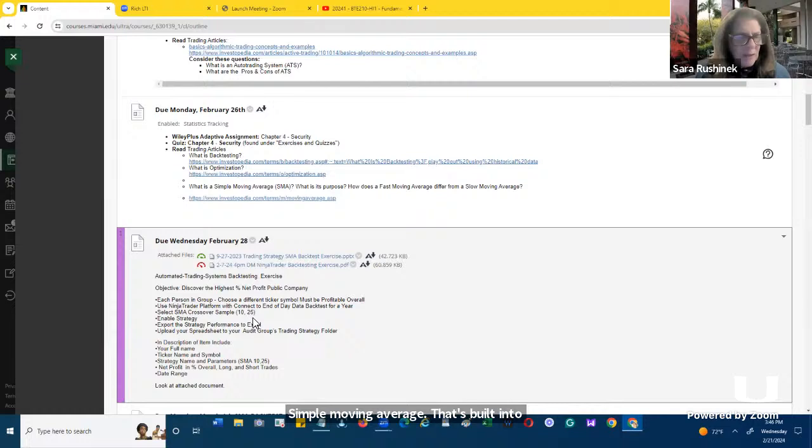And we'll talk about what is 10 25. We'll enable that strategy. We'll export that strategy performance to Excel. We'll upload your spreadsheet to your audit group's trading strategy folder. And in the description, when you upload something, of course, you'll include your full name, the ticker symbol, name and the strategy name and parameters, the net profit, that's percent overall, the long, the short, and the date range. And you can look at attached documents here.